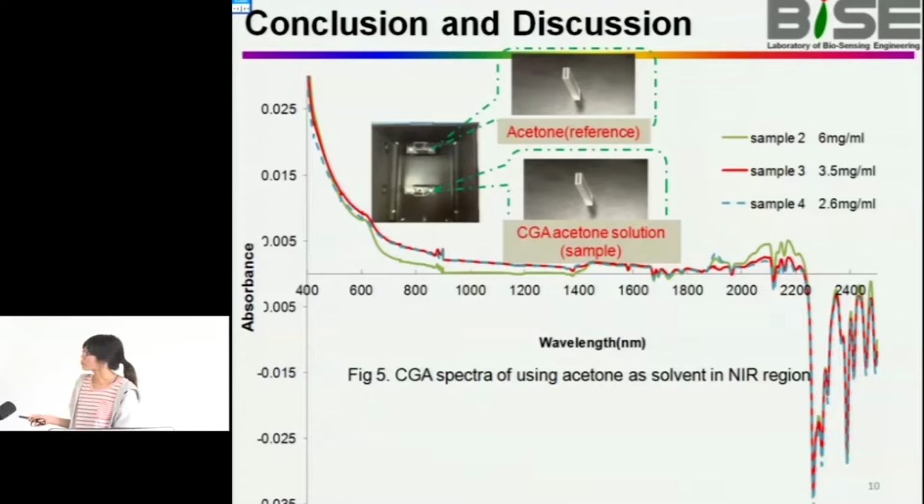This time, the CGA acetone solution was used as the sample and the acetone was used as the reference. Then we can get the CGA spectrum again. This is the CGA spectrum at different concentrations.